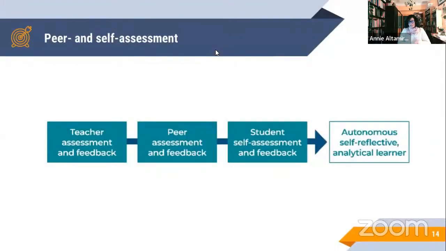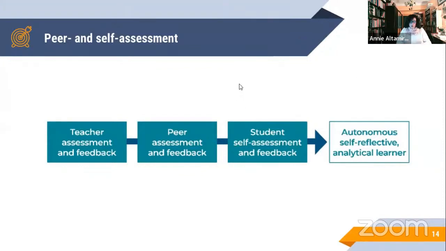Peer and self-assessment. Assessment and feedback given by peers is something that we routinely do in class. But as I mentioned before, sometimes we don't give the students the necessary elements. So the 4 steps of assessment for learning include teacher assessment and feedback, peer assessment and feedback, and student assessment and feedback. And that leads to an autonomous, self-reflective, analytical learner.